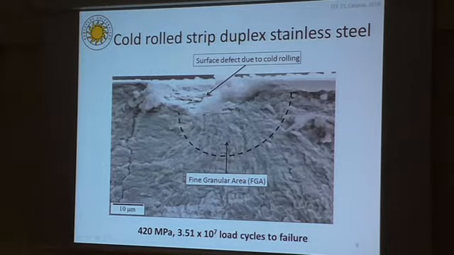For the cold rolled strip duplex stainless steel, fatigue crack initiations occurred mainly at surface defects. These surface defects were left over by the cold rolling process and could not be removed during the polishing procedure without excessive thinning of these specimens.